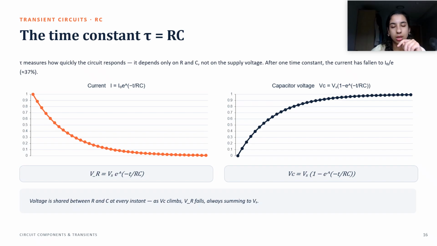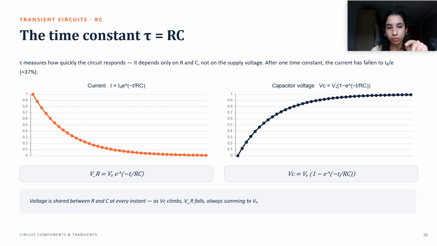Again, remember we talked about RC being the time constant. The time constant, the Greek letter for it is tau. It measures how quickly the circuit responds, because it's resistance times capacitance. So it depends only on the resistor and the capacitance, not on the supply voltage at all, okay? No matter how much you increase the voltage, it doesn't matter. It's the resistance and the capacitance. After one time constant, the current has fallen to I0 over e. So that is 37%.